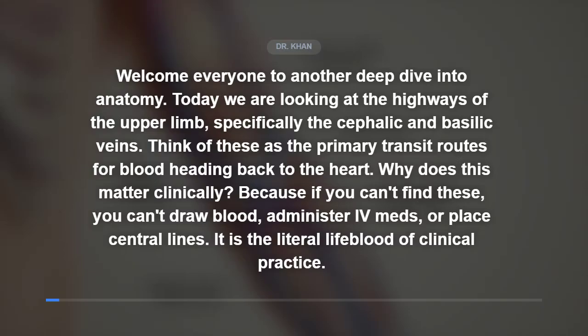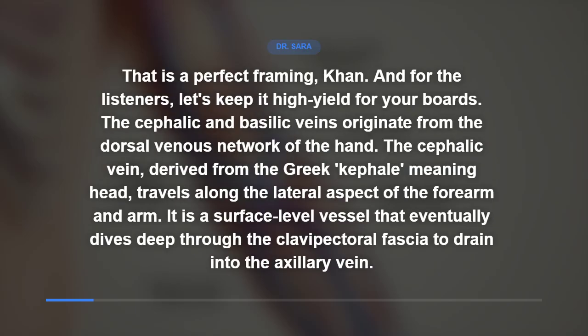Today, we are looking at the highways of the upper limb, specifically the cephalic and basilic veins. Think of these as the primary transit routes for blood heading back to the heart. Why does this matter clinically? Because if you can't find these, you can't draw blood, administer IV meds, or place central lines. It is the literal lifeblood of clinical practice.